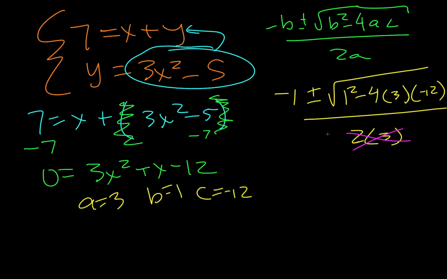Okay, these multiply together to make 6. This is -36 times -4 is 144, and 1 squared is 1, so it's going to be 145 when we add that.